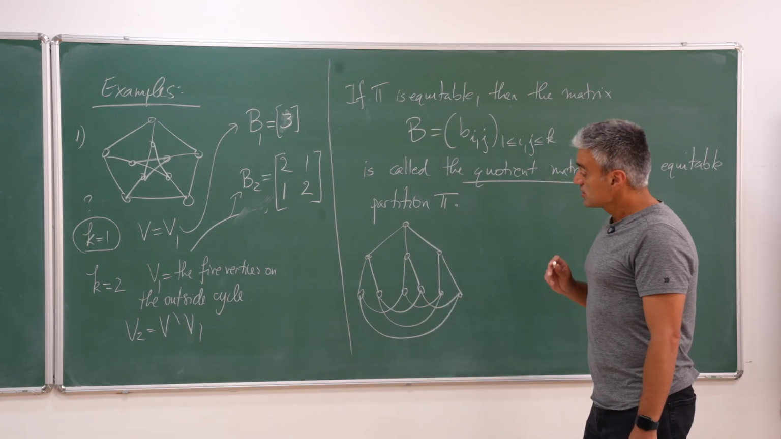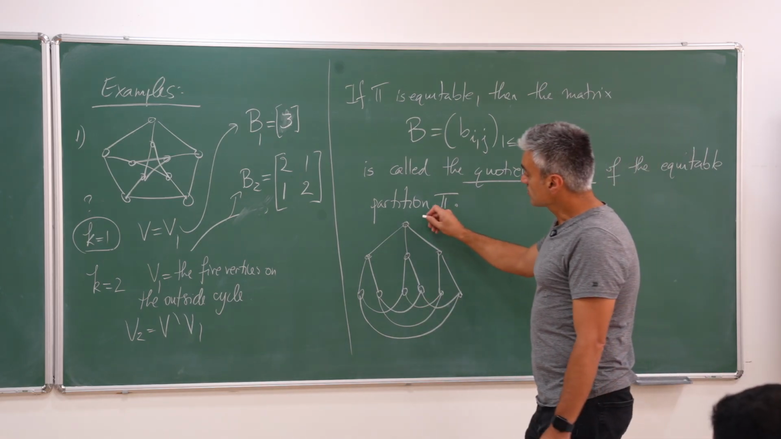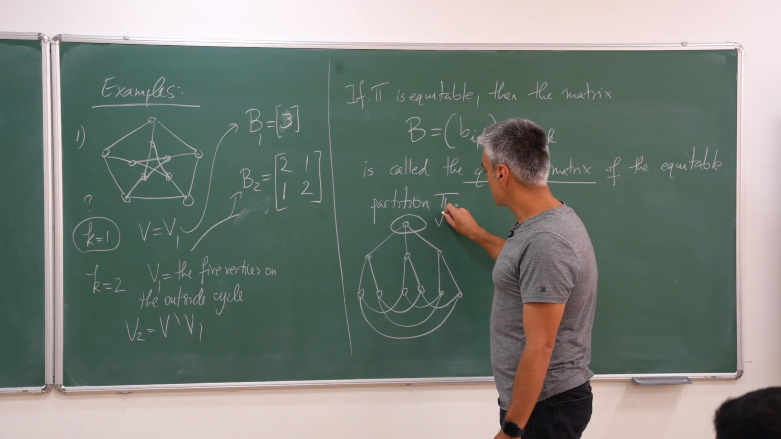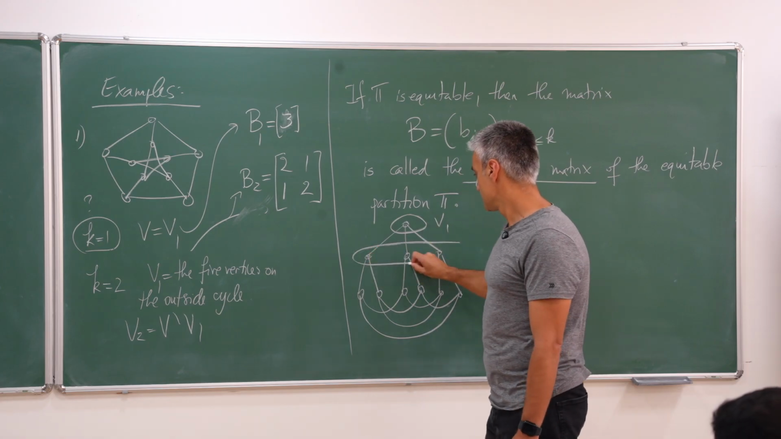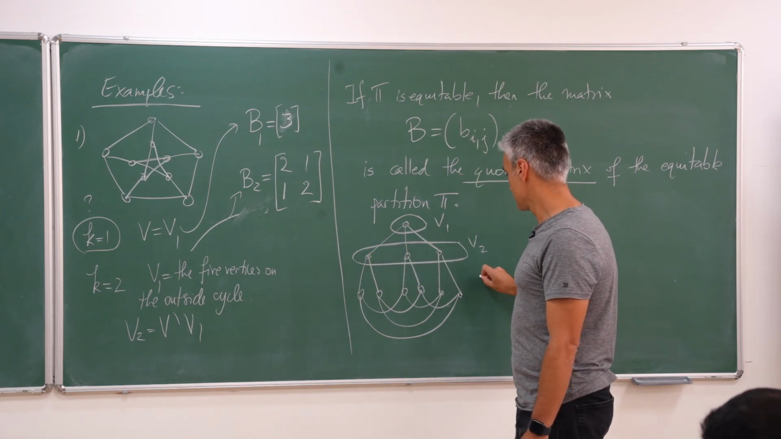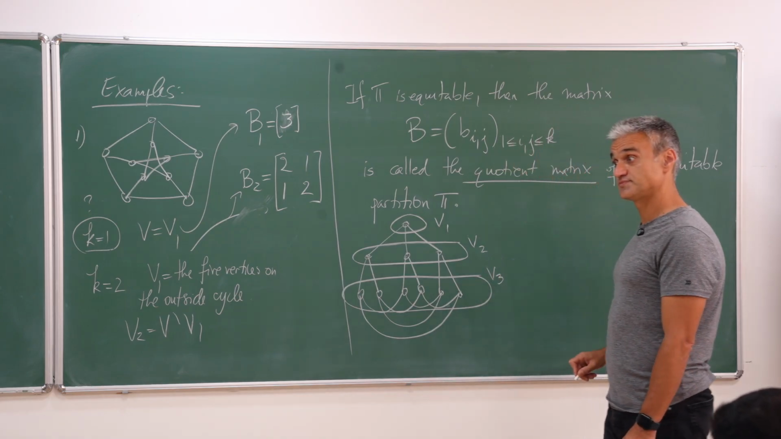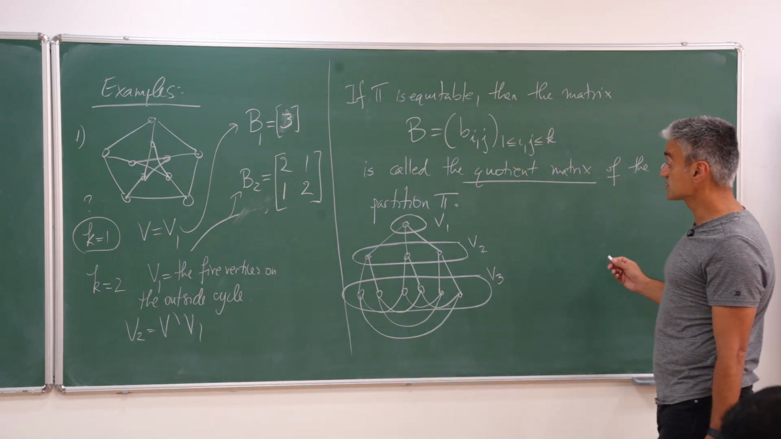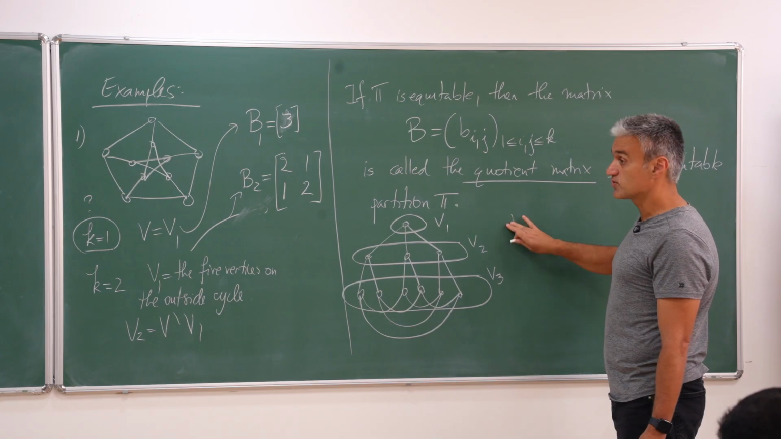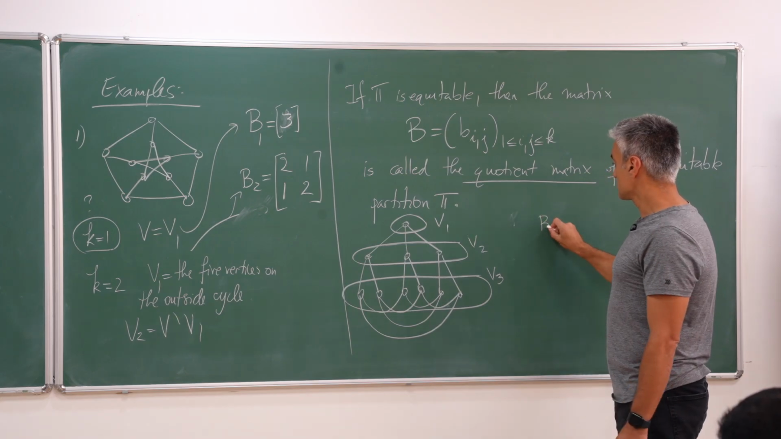So now, if you have this picture in mind, you can think of the following partition. This is V1. This is V2. And this is V3. So let's see if it works. So this is a partition with k equals 3. And let's call this B3.